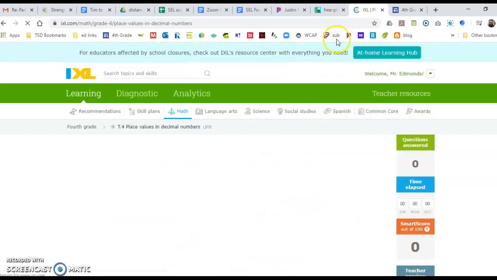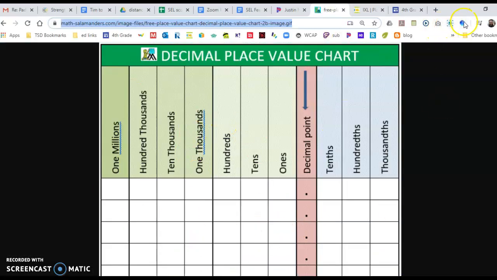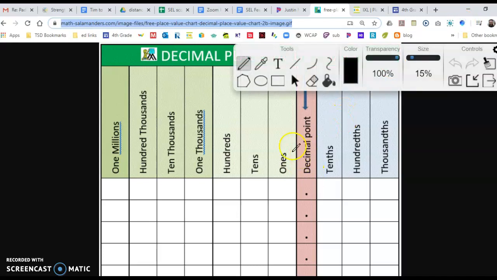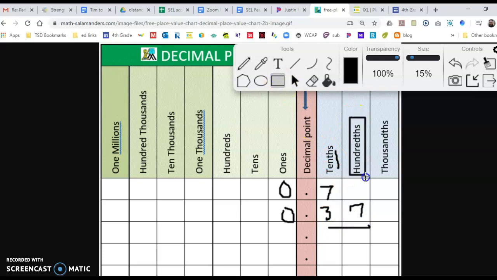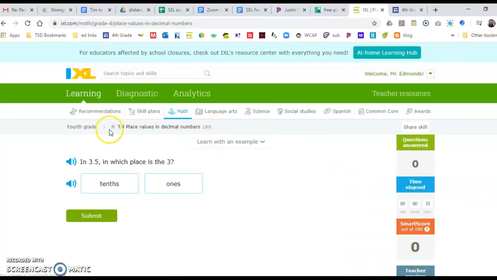Place values in decimals. Remember kids, last time we looked at a place value chart. Now, on the place value chart, we know that the decimal separates whole numbers from parts of whole numbers. So if we had a number that looked like this, beginning of 4th grade, we would say 0.7. But now we know that number is 7/10. This number right here would be 37 hundredths because the farthest right digit is in the hundredths place. Okay? So today we're looking at T4, and today we're looking at the place values with decimal numbers.